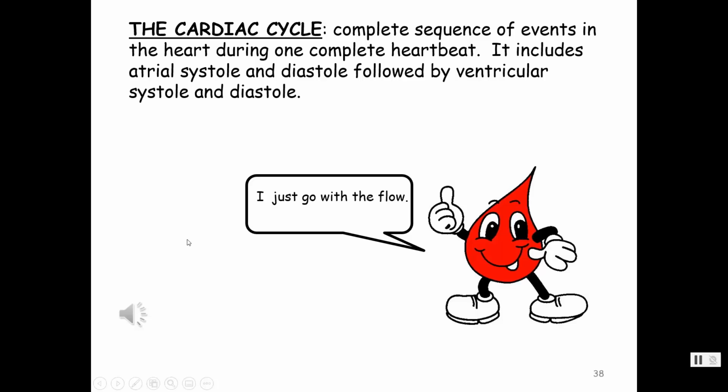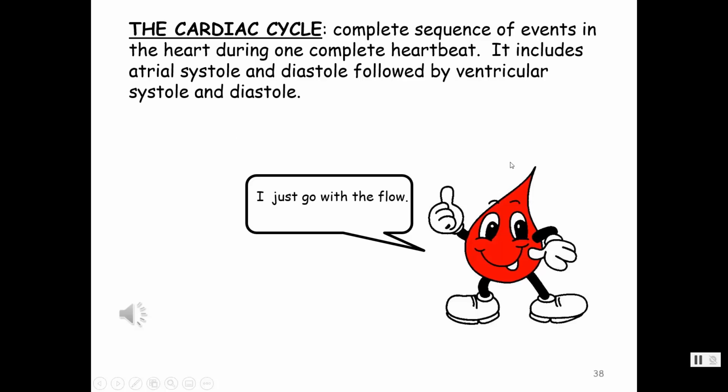Welcome back. This is the third part talking about the heart. And so we're going to talk about the cardiac cycle. The cardiac cycle is just one heartbeat, the complete sequence of events in the heart during one complete heartbeat. It includes what's called atrial systole and diastole, followed by ventricular systole and diastole.